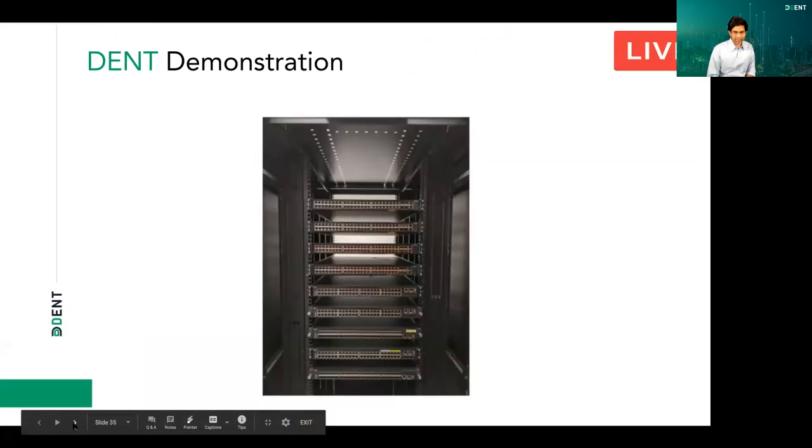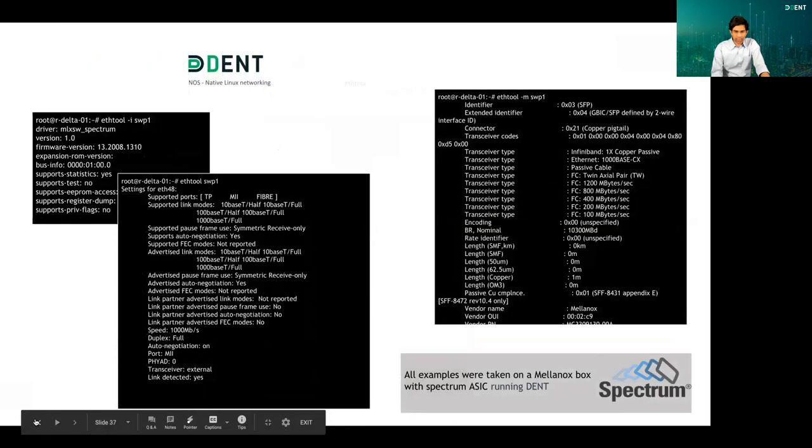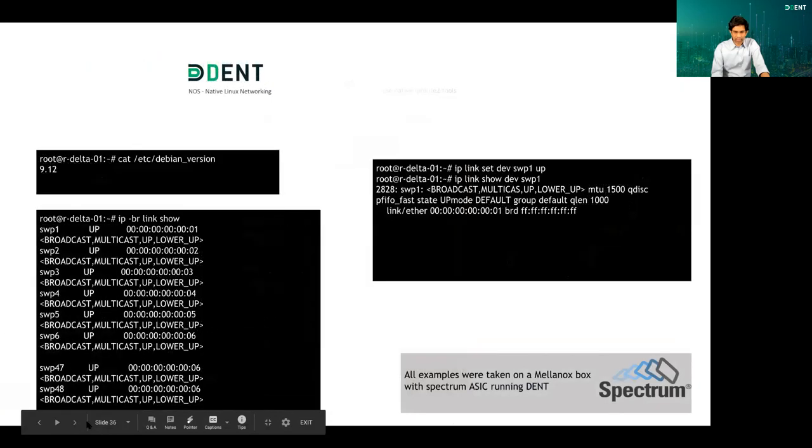So this is the backup slide. So we'll jump through. Yeah, so this I just thought was a really cool picture. I was racking up these different switches in the lab, and when I took a picture, it just looked really cool. But you know, this is hardware diversity, right? This is multiple vendors, this is multiple different types of systems, and all available with DENT running on them. Okay, and that's just some screenshots here of the same commands that we ran.